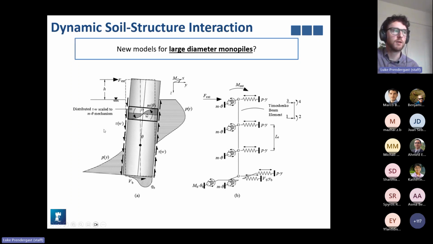This model has been validated against some static data for monotonic loading, and we are currently looking to expand it to dynamic soil structure interaction to account for the various extra mobilized resistances.